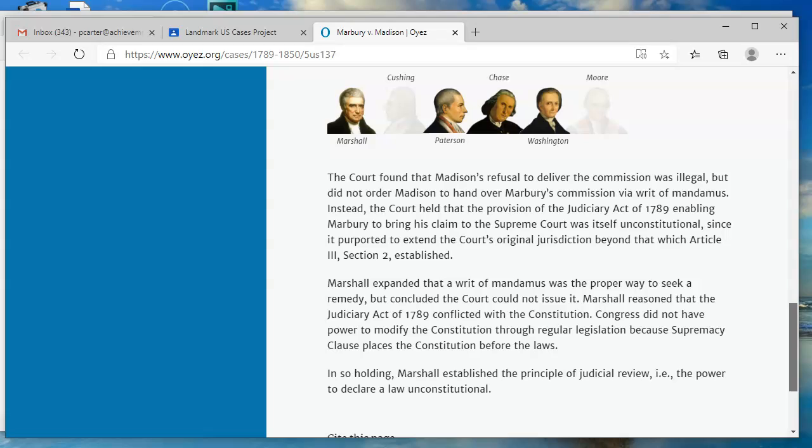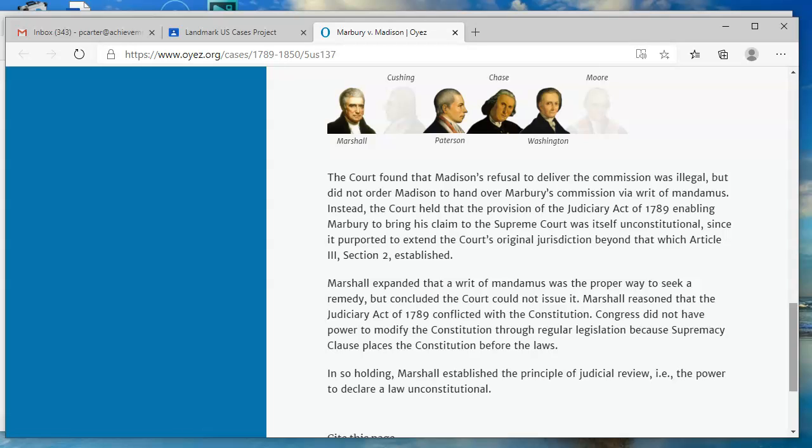This was a theory that something could be unconstitutional, which was new. The Constitution was new. How could something be unconstitutional, and who could say it was? Well, the Supreme Court. Marshall explained that a writ of mandamus was the proper way to seek a remedy, but concluded the court could not issue it.